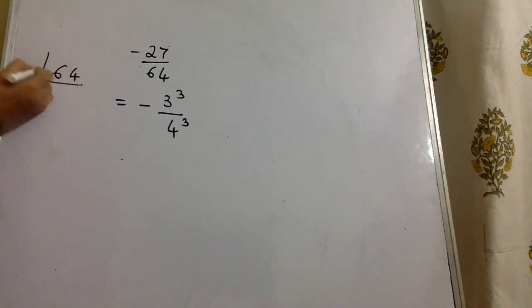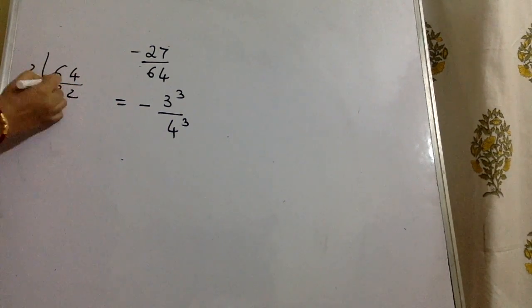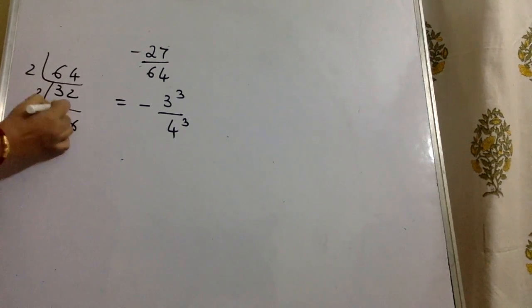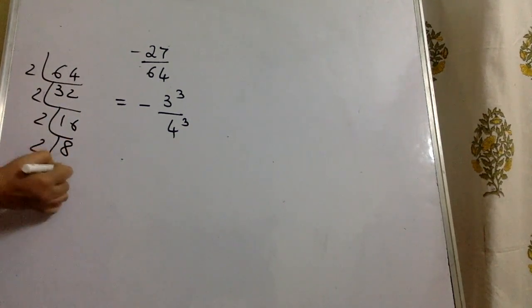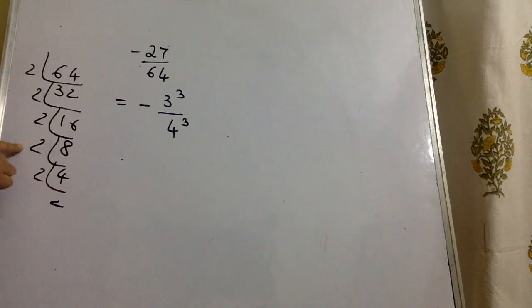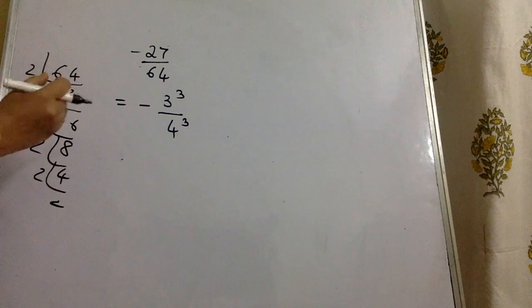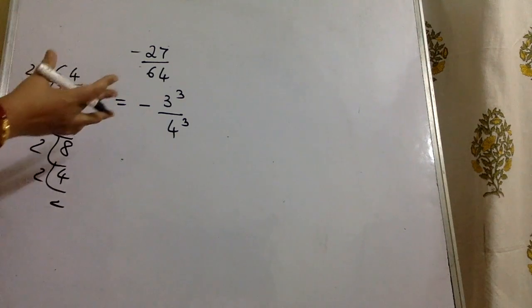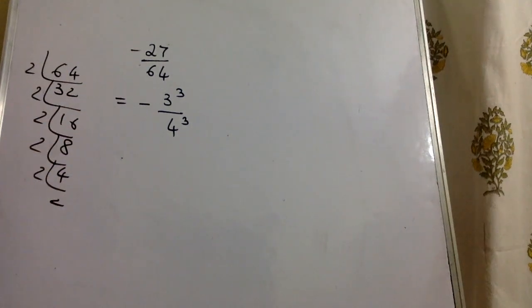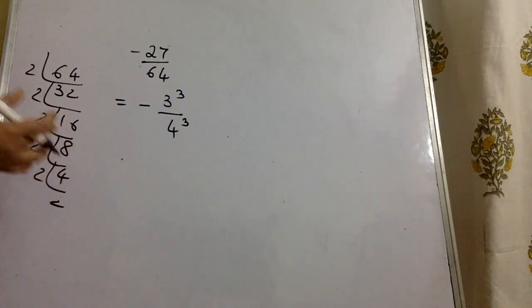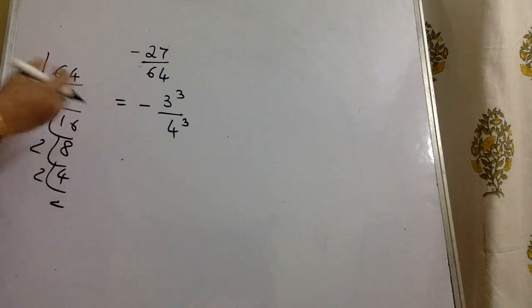But if you think you are not able to write it, then do prime factorization. So here it is 2 into 32, then 2 into 16, 2 into 8, 2 into 4, and 2 into 2. Okay, so here I have got 6 2's. Now you might be thinking, why didn't I take 2 to the power 6? Why did I take 4 to the power 3 only?